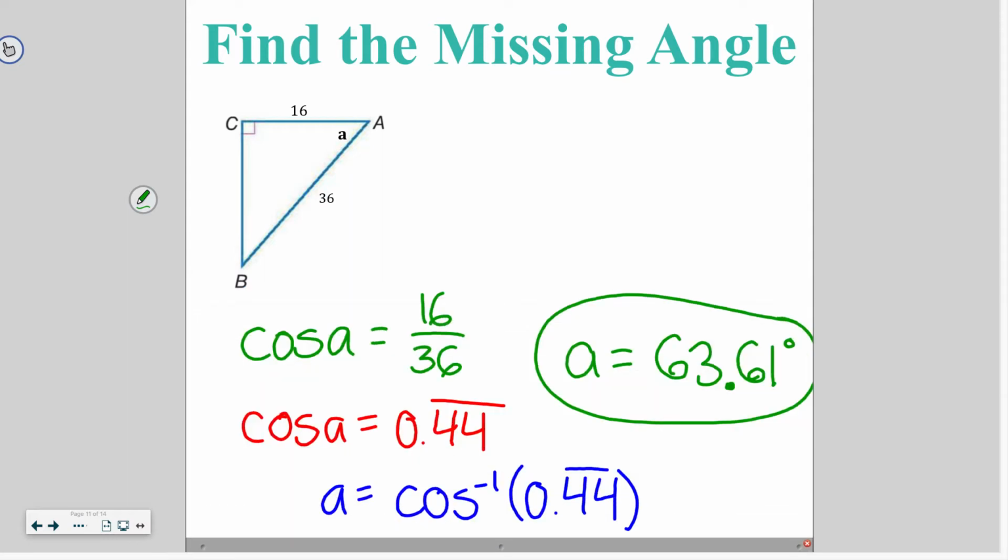In this case, we're looking at angle A. I have the adjacent side and the hypotenuse side, which is cosine. So I've got cosine of A is equal to 16 over 36. Dividing, I get 0.4 repeating. Taking the inverse cosine of 0.44, I get an angle of 63.61 degrees.